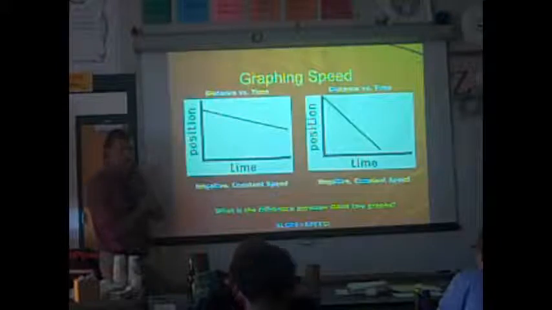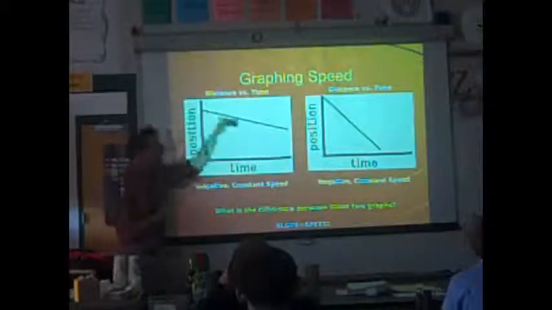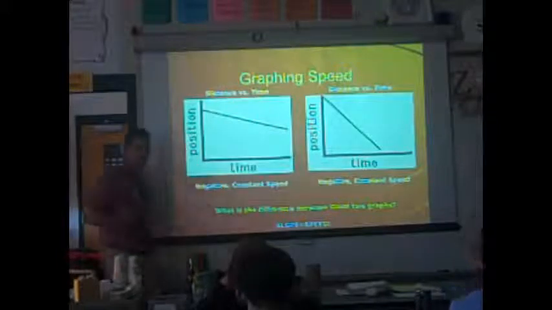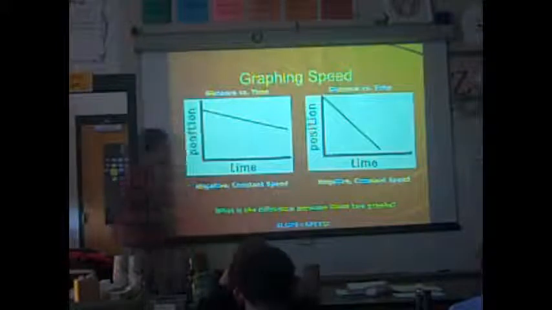It's going in the opposite direction. It's going backwards. Okay, that's right. It's in reverse. Okay? So a negative slope means that the object is moving backwards. Positive slope, moving forward. Negative slope, moving backwards.